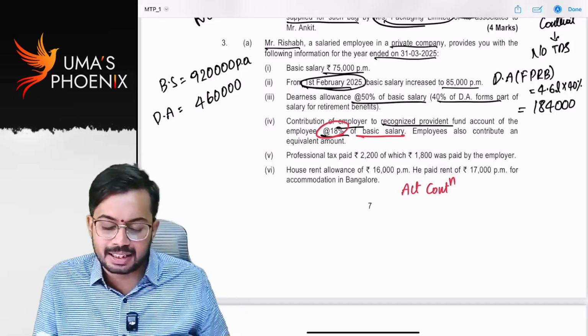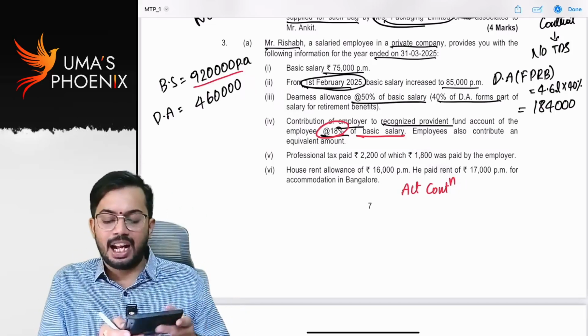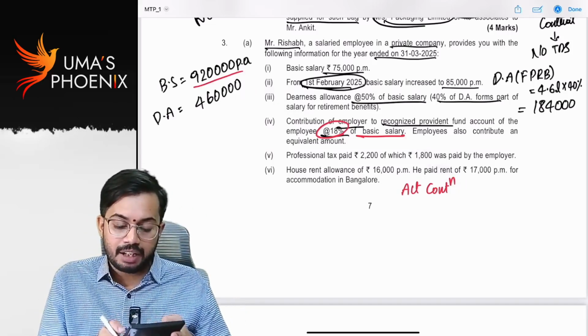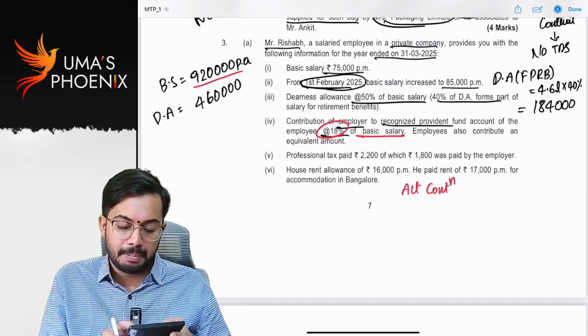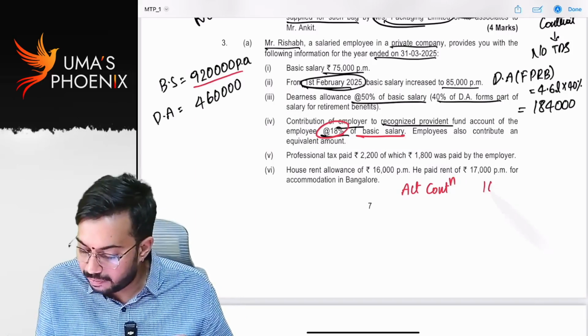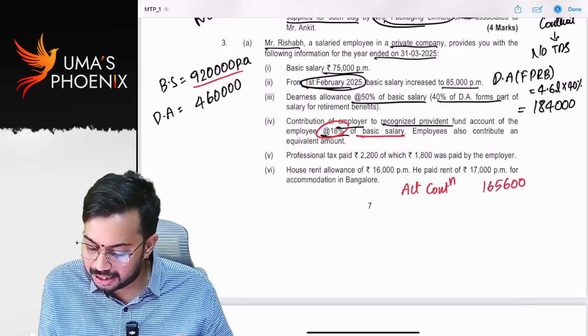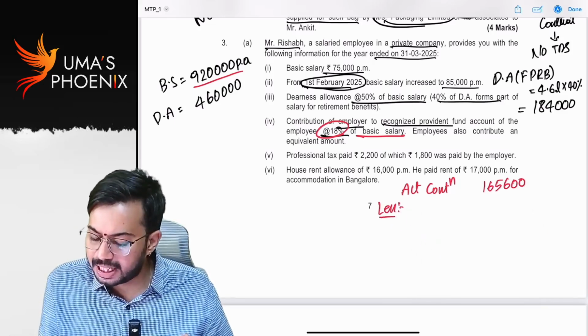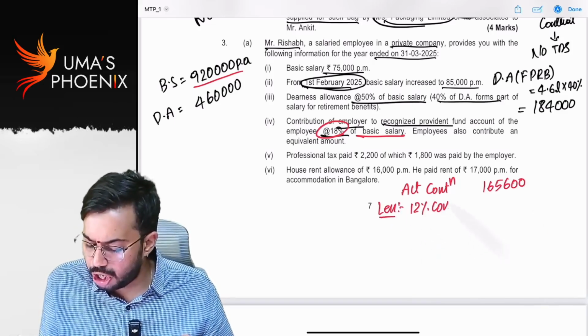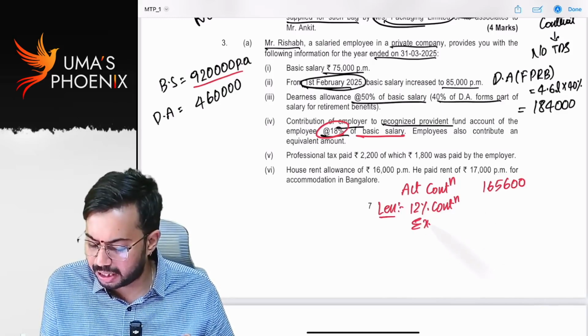So actual contribution is 18% of basic salary. Basic salary 9,20,000. 9,20,000 into 18%. How much? 1,65,600. Less how much is exempt? 12% contribution is exempt. Correct.